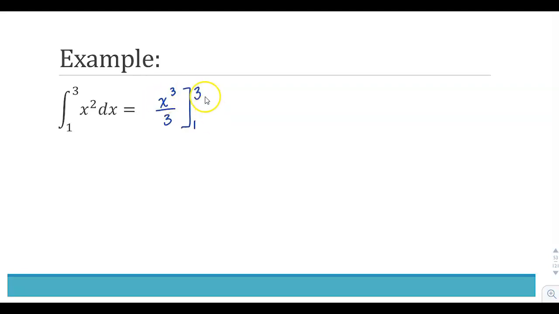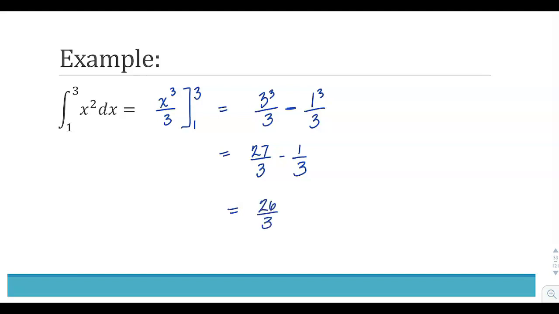So I'm going to substitute in 3 first. The upper limit of integration goes in first. So I have 3 cubed over 3 minus, I substitute in the lower limit of integration, 1 cubed over 3. So I have 27 over 3 minus 1 over 3, or 26 over 3. So the exact area under the curve is 26 over 3. We didn't need an approximation and we didn't need to use the limit of Riemann sums definition, as long as we can find the general antiderivative of x squared.